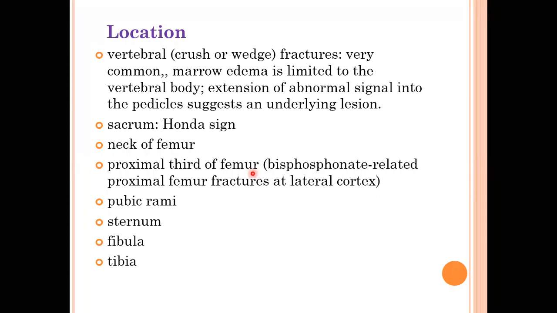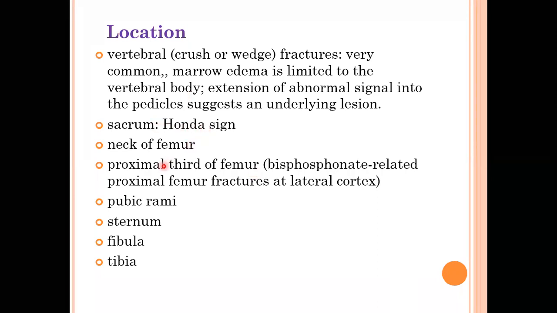Locations of insufficiency fracture include vertebral fracture, which is a crush or wedge fracture, very common. There is marrow edema limited to the vertebral body. If there is extension of abnormal signal into the pedicle, this suggests an underlying lesion, meaning it becomes a pathological fracture, not an insufficiency fracture. Other sites of insufficiency fracture include the sacrum, which appears as the Honda sign, and we will see it later on the bone scan.